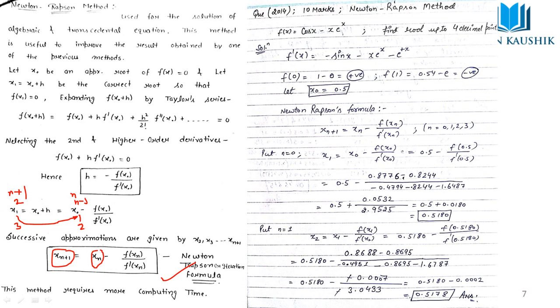So this question was asked in 2014 for 10 marks, and the question was: find the root of this equation up to the 4th decimal point, and the function was cos x minus x e raised to the power x. This was for 10 marks. You have to use the Newton-Raphson method for this.